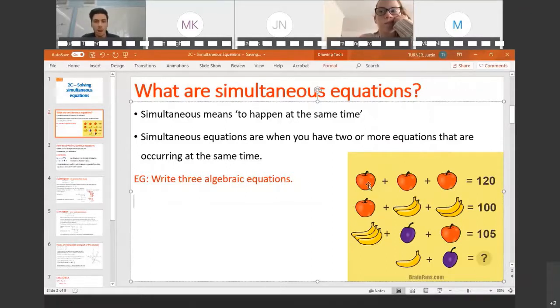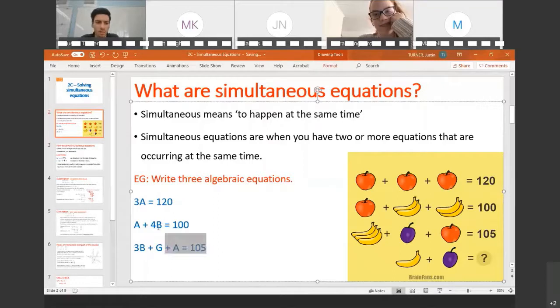So let's say if I was replacing apples with, say, an A, on this side I could have A plus A plus A, but I'd probably rather just write 3A. My first equation would be 3A is equal to 120. Second equation here, you've only got one apple, but in total, we've got 4 bananas. Let's say 4b equals 100. And finally, 3 bananas plus, I think it's a grape, 1 grape plus 1 apple equals 105.